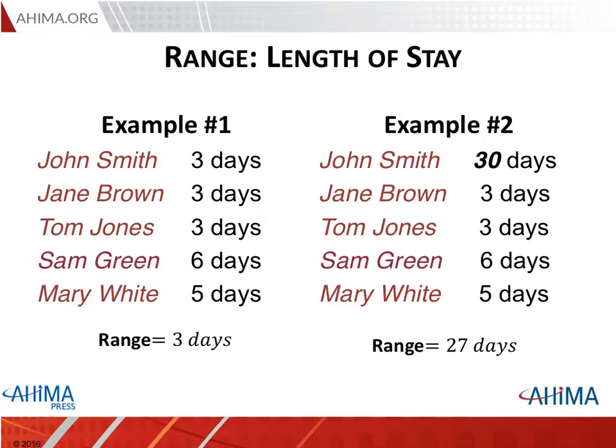It is very easy to calculate, but there are a few disadvantages. Only the highest and lowest numbers are taken into account. As you can see, an outlier can really influence the range of your data. John Smith's very long length of stay in the second example really changed our range.